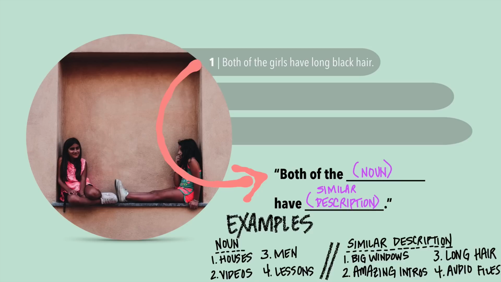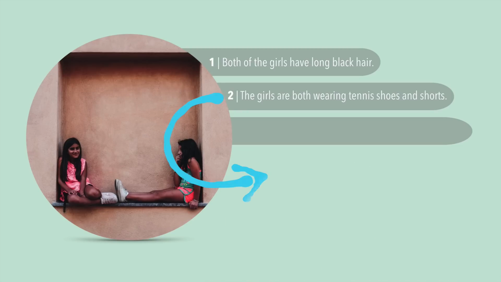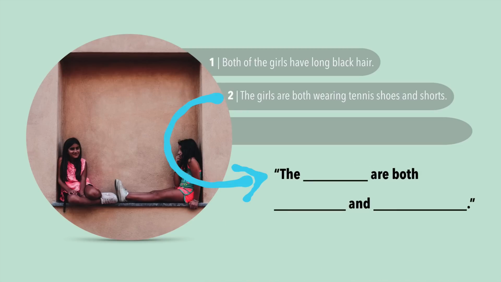Both of the men have long hair. Or number 4, both of the lessons have audio files. So again, your sentence is perfect, and all you did was choose different examples of nouns or similar descriptions, okay? Now another sentence about the picture that I made up myself. The girls are both wearing tennis shoes and shorts.